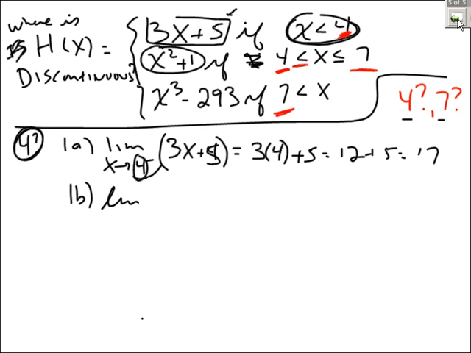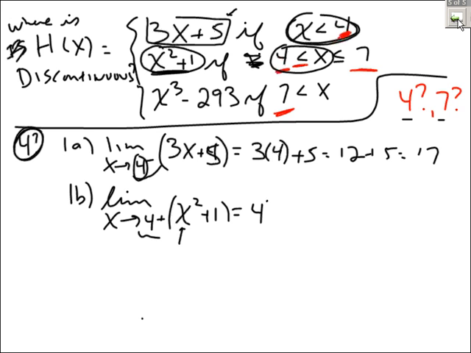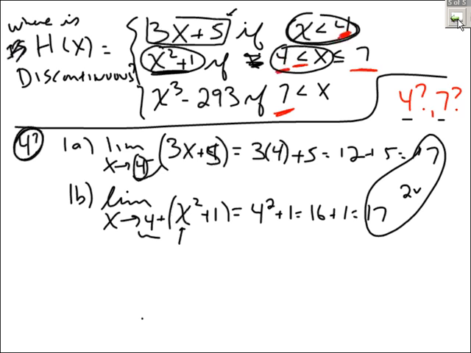1b. What is the limit as x goes to 4 from the right? That means a little bit more than 4. Well, x is allowed to be more than 4. It can be a lot more than 4. It has to be less than 7. But it can be a little bit more than 4. So we use x squared plus 1. And wherever you see x, plug in 4. So 4 squared plus 1 is 16 plus 1, which is 17. Now statement 2 has been satisfied because the two limits are equal.